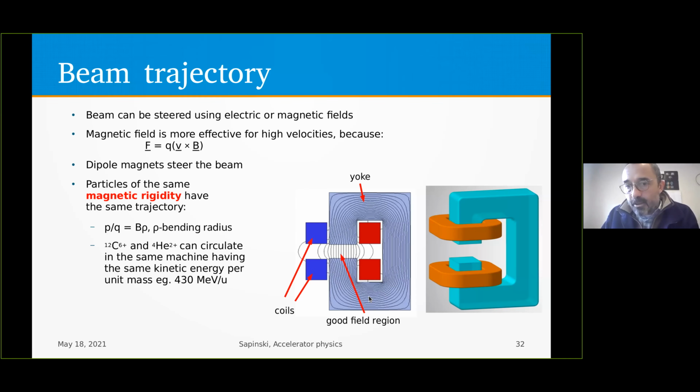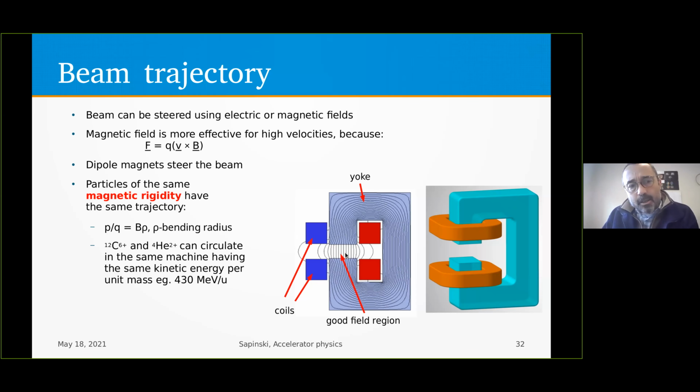So we always have this massive yoke, and we have those two poles of the magnet, and in between the poles we have what we call a good field region. This is where we want our beam to be. We don't want it to go this way, because here we don't know what the field is. I mean, we know, but it's not well defined. We want the beam to stay in the good field region.